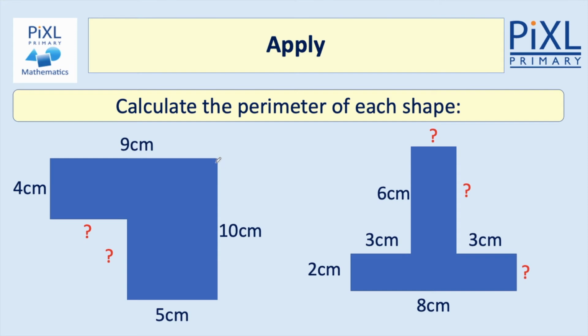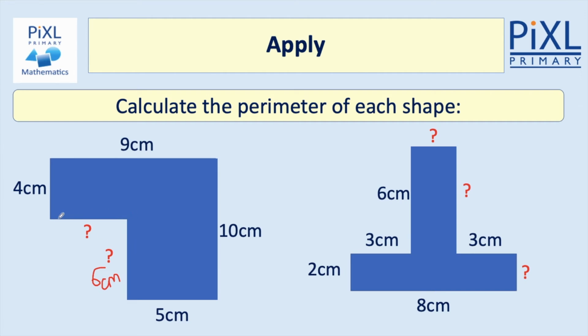Now we know that from top to bottom, this side is 10 centimetres. So top to bottom, again, is going to be 10 centimetres. We know that this section is 4 centimetres. So from where the corner is here to the top is 4 centimetres. So we just need to find out this missing length here. So we can do 10 centimetres, take away 4 centimetres, which is 6 centimetres. Well done if you got that.